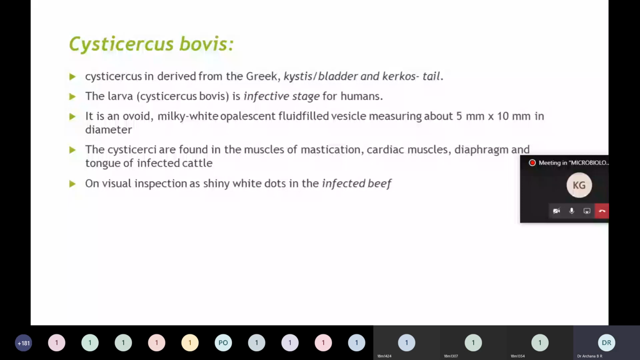The larva Cysticercus bovis is the infective stage for humans. It is an ovoid, milky white, opalescent fluid-filled vesicle measuring about 5 to 10 millimeter in diameter. It is found in the muscles of mastication, cardiac muscles, diaphragm and tongue of infected cattle. On visual inspection, these appear as shiny dots in the infected beef.